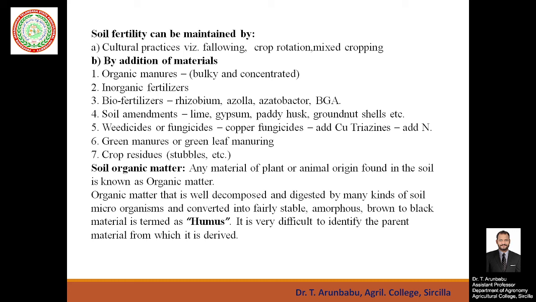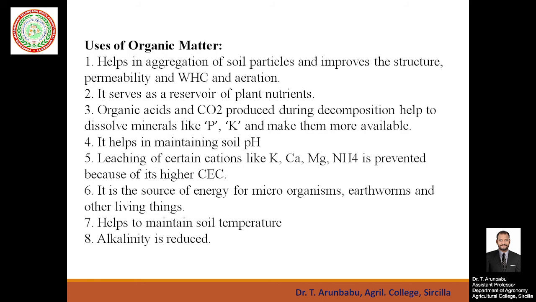Next one, soil organic matter. Any material of plant or animal origin found in the soil is known as organic matter. And organic matter that is well decomposed and digested by many kinds of soil microorganisms and converted into a fairly stable, amorphous, brown to black material is termed humus. It is very difficult to identify the parent material from which the humus is derived.